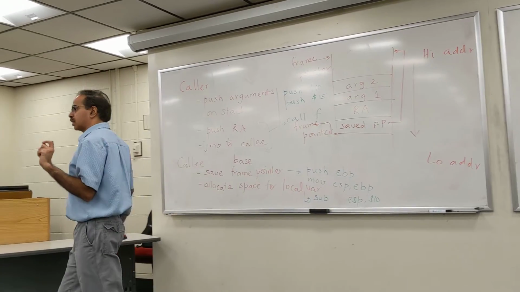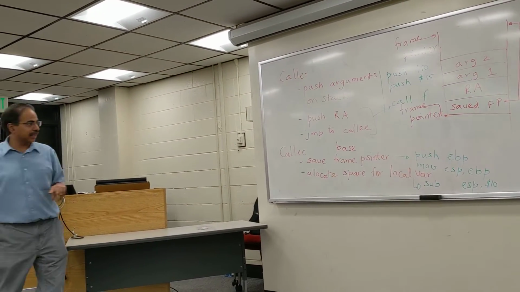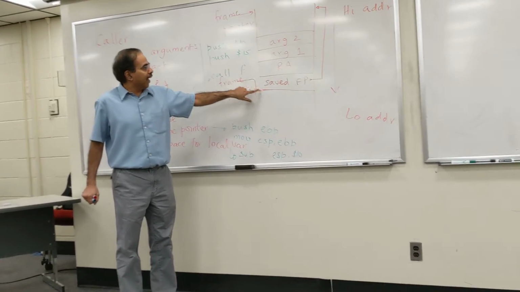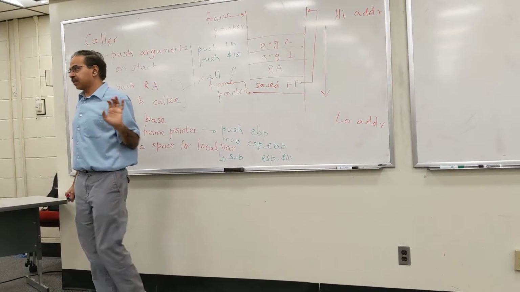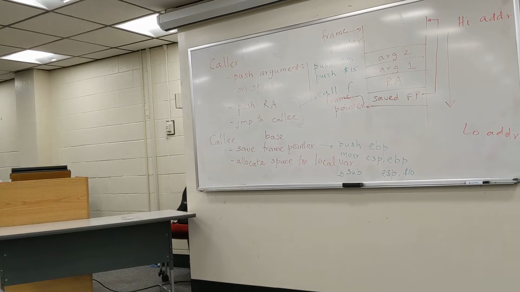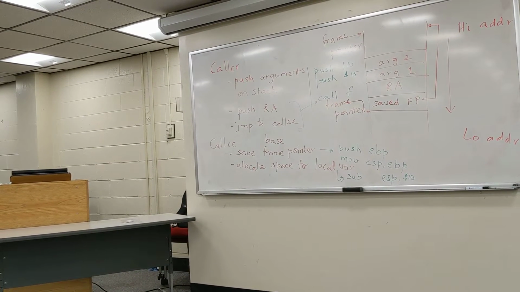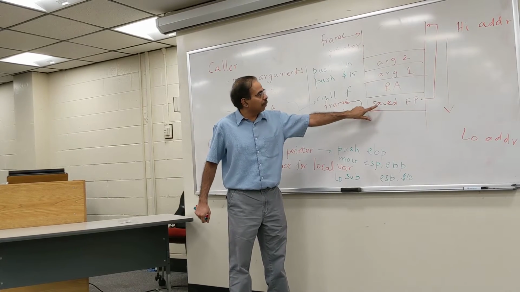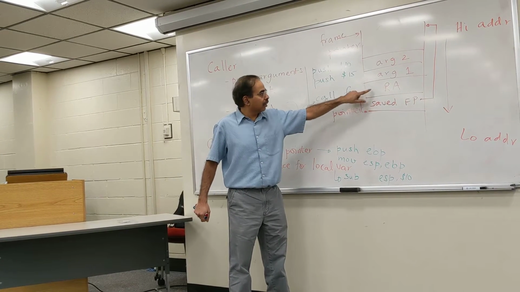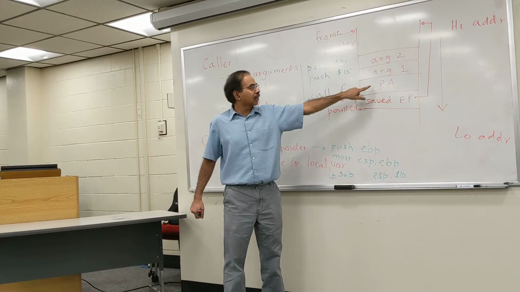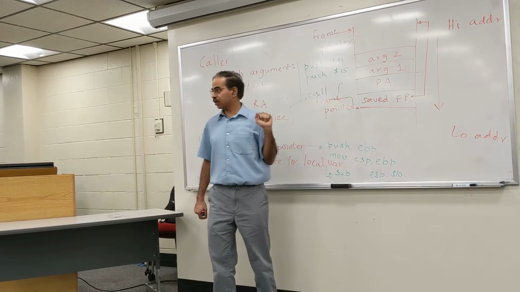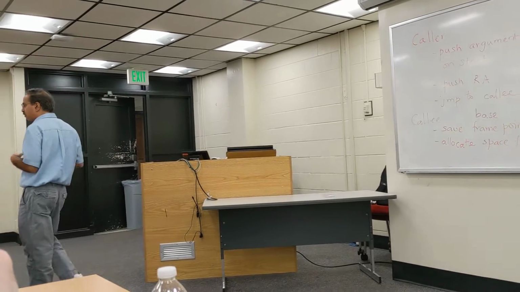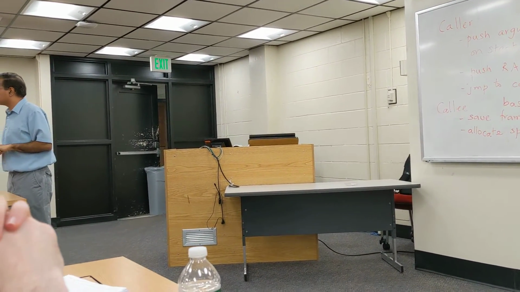Now, let me come back to the question. The significance of the frame pointer is that everything here is accessed using a constant offset from the frame pointer. So the frame pointer itself will point to the saved frame pointer, plus 1 will correspond to the return address, plus 1 will correspond to argument 1, and so on. Or plus 4 if we are talking about a third argument.